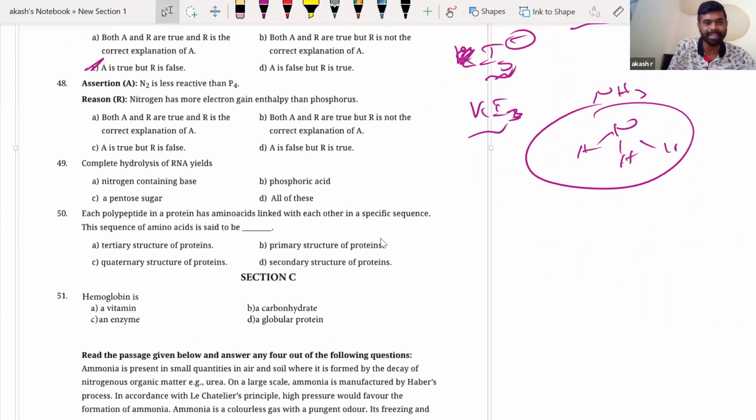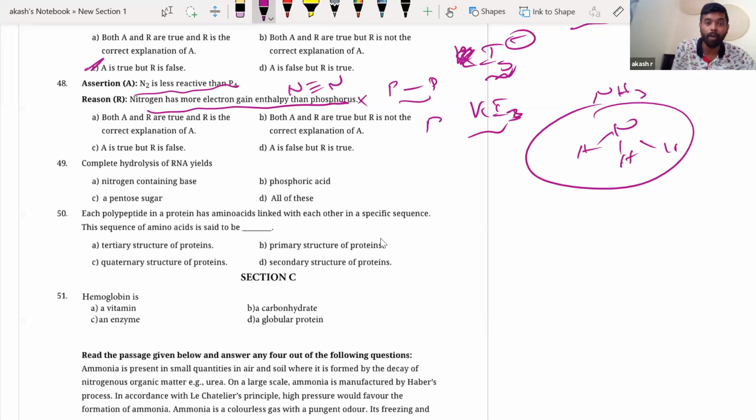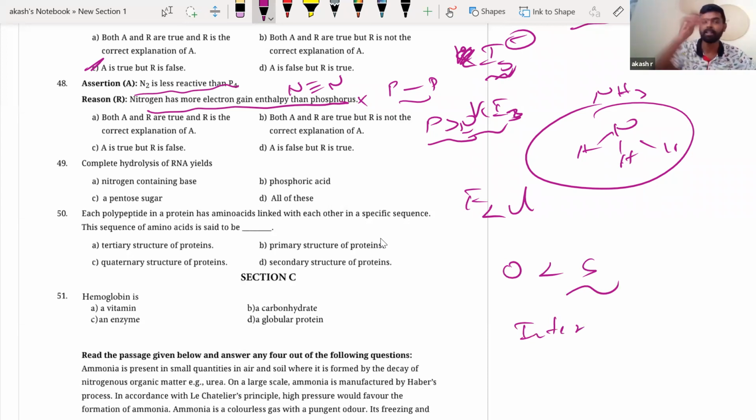Next. N2 is less reactive than P4. Yes, definitely, because it is N triple bond N and P single bond P, if you see P4. Nitrogen has more electron gain enthalpy than phosphorus. This is a wrong statement. Phosphorus has more electron gain enthalpy than nitrogen. We have already seen this: F, Cl, Cl has more. Oxygen, sulfur, sulfur has more. Why? Again, all of this is because of inter-electronic repulsions. When the electron is added, because of small size, you will have repulsions. Anyways, so the reason is not correct. N2 is less reactive than P4 is correct. So option C is the correct answer. A is true, but R is false.